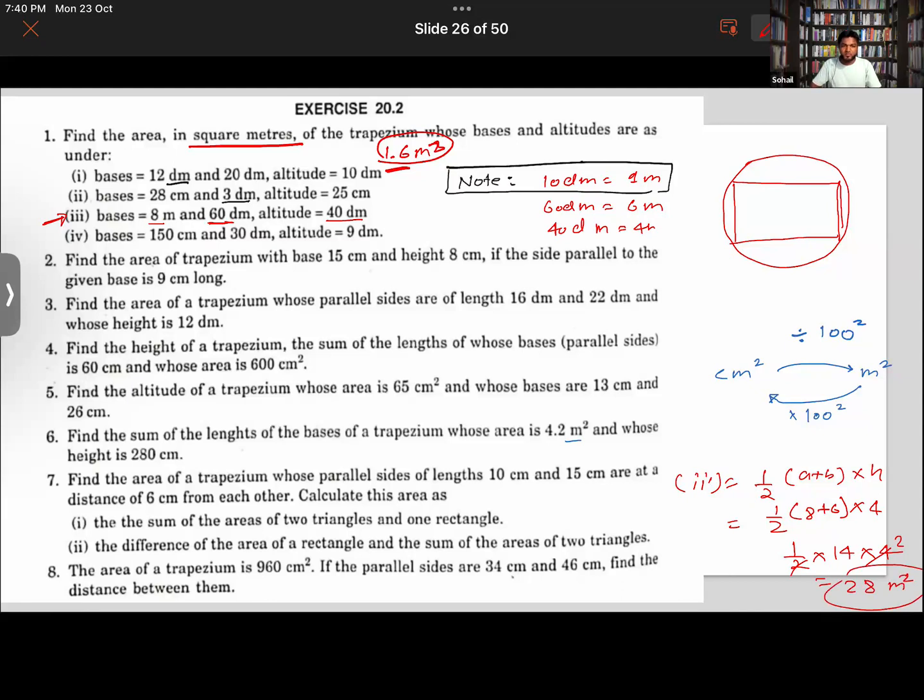Arhan, did you check it? Where did you go wrong? Sir, instead of taking 4 meter, I took 40 meter. No, no. Right, the questions are basic, but usually we make mistakes in the calculation. So that has to be avoided. Practice one more such question. Do question number 4 also.